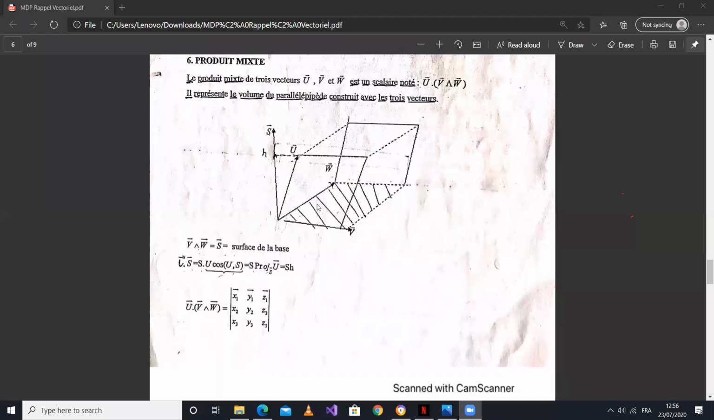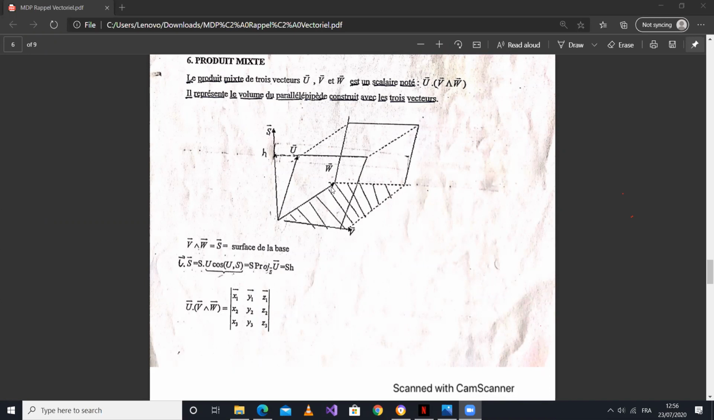So I asked what the volume is. Someone said it was the length, the breadth times the height. Not so. In other terms, we can say it's the base area or the surface area multiplied by the height. N'est-ce pas? So it's base area multiplied by the height. And the base area is this parallelogram here formed by W and V. And we know that we can find the area of this shape by calculating the product vectorial of V and W.